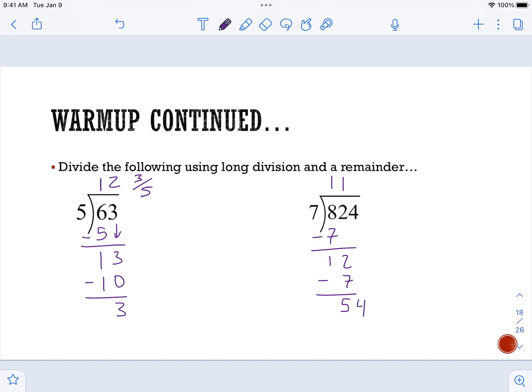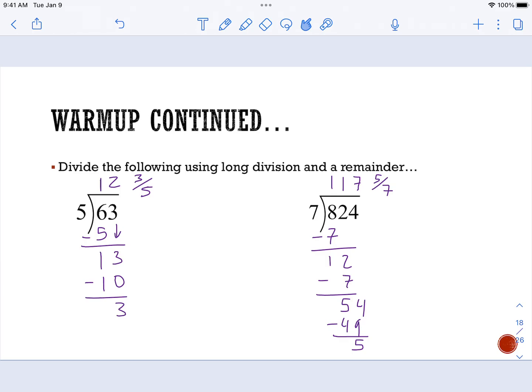7 goes into 54 7 total times. 7 times 7 is 49. We subtract it and get a remainder of 5. So 117 remainder 5, or 117 and 5/7.